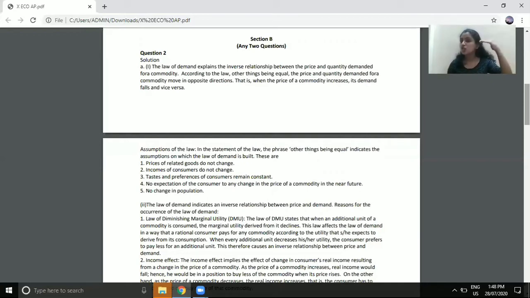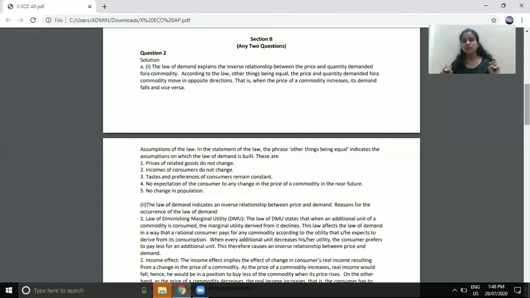So first we'll start solving the first one. Now you have to write the statement of the law of demand, which means you don't have to write the entire thing, draw the schedule of demand curve, draw the demand curve. No, nothing of that. Just write the statement of the law of demand. So what is the statement?